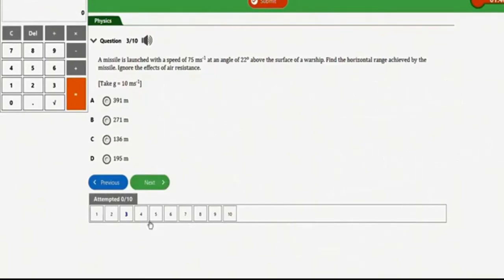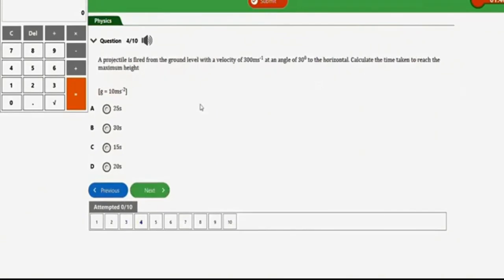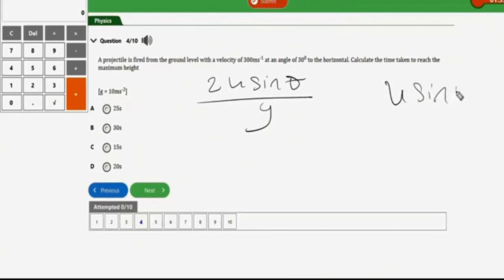So the next repeated question will be this. It says a projectile is fired from ground level with a velocity of 300 meters per second at an angle of 30 degrees to the horizontal. Calculate the time taken to reach the maximum height. Alright, now for the formula for time, we have basically two. Time of flight is 2u sine theta over g, whereas time to reach maximum height is u sine theta over g. There's no 2 attached to it.